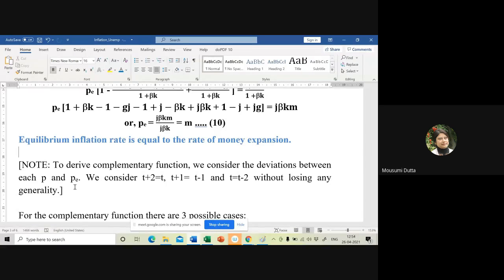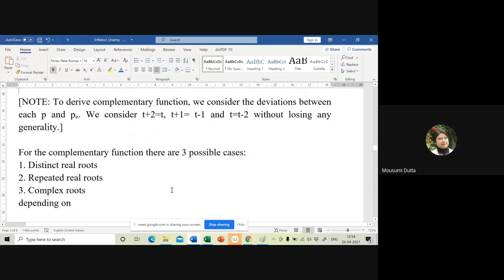So this thing will be there. Now for the complementary function, there are three possibilities: distinct real roots, repeated real roots, complex roots, depending on the discriminant of the quadratic.